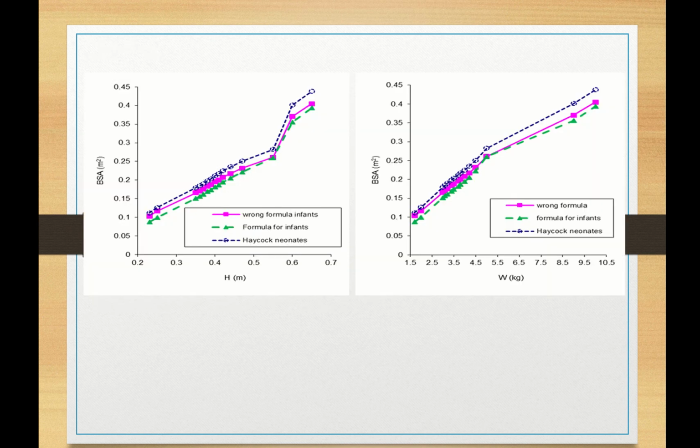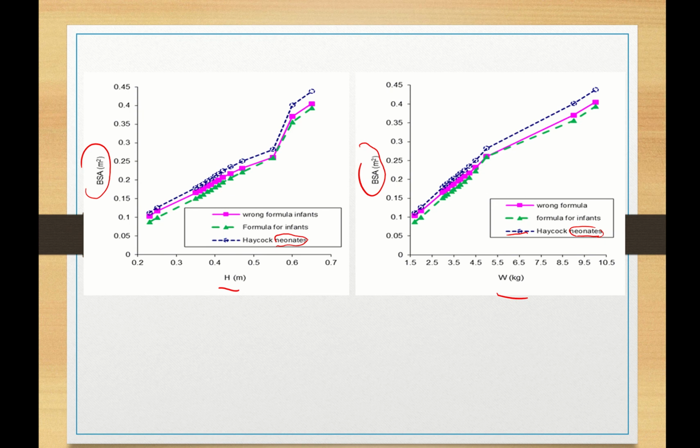All right, so when I plotted these formulas, here I have BSA versus height, and here I have BSA versus weight. Notice that in neonates, the blue dashed line, the BSA is higher. So therefore the dose will be higher. And the same with the weight. The BSA, again, Haycock's neonates, that's the correct formula, the red dashed line, is higher, and therefore neonates would be taking a larger dose as compared to infants.